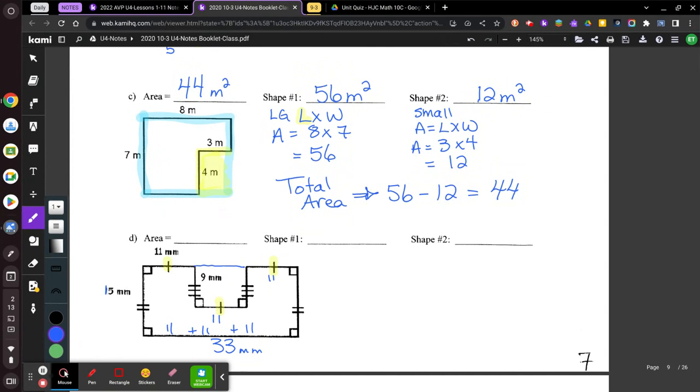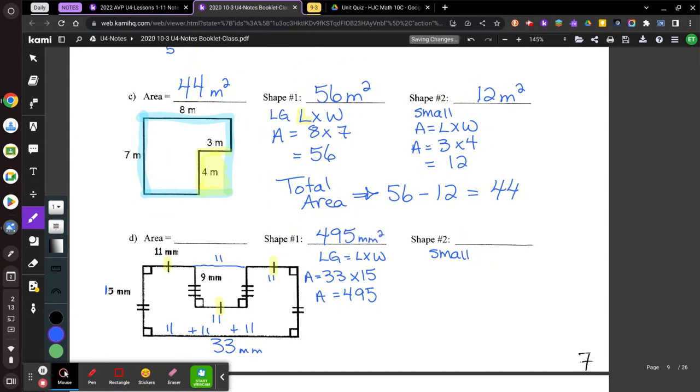So we're going to make it into a large rectangle. Shape 1 is going to be the large one. Shape 2 is going to be the small one. The large one is going to be 33 times 15, length times width. So my area, length times width, 33 times 15. It's a big number, 3 digits. 495. So I get 495. So shape 1, 495 millimeters squared.